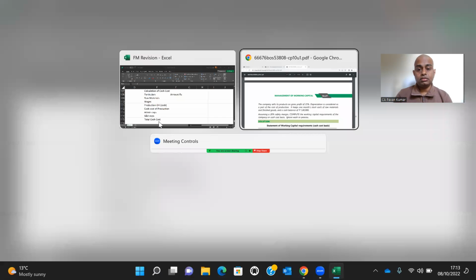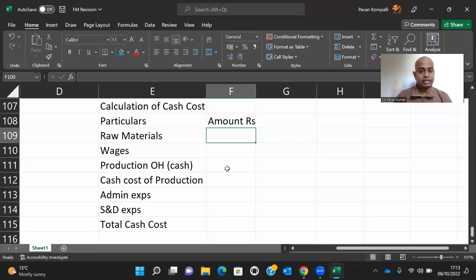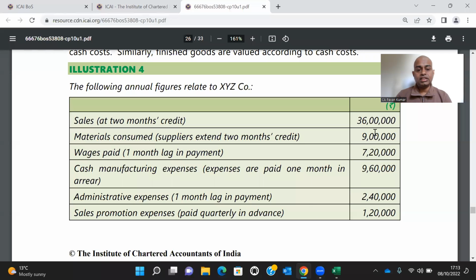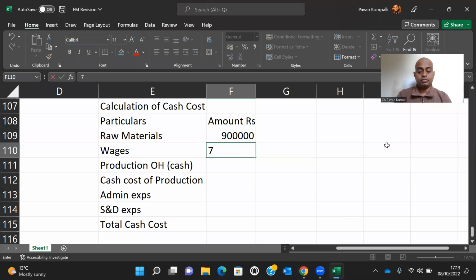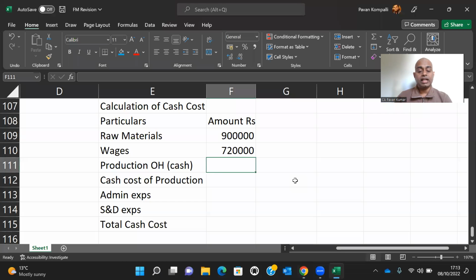Raw materials, check out the question. What is total raw materials? 9 lakhs. I'll take 9 lakhs here. What is total wages? 7,20,000. What is production overheads? Cash manufacturing expenses. That means they're saying this 9,60,000 is cash portion only. Okay. If it is total overhead, then I would have subtracted depreciation, but they have given cash manufacturing expenses. 9,60,000.